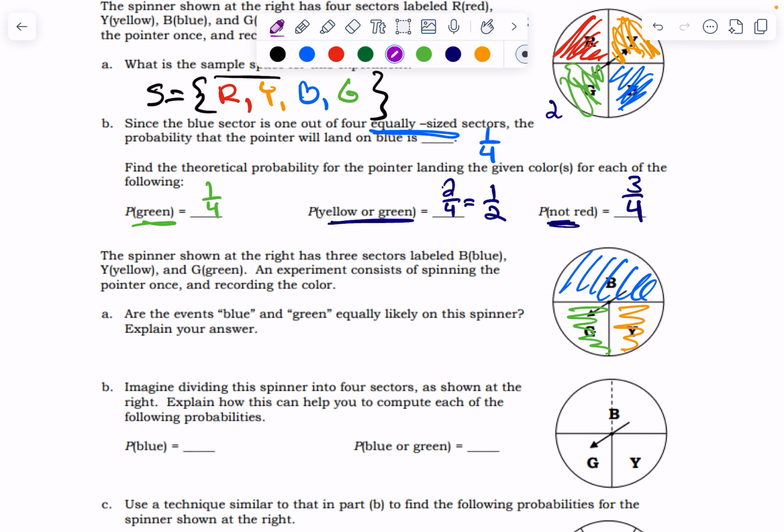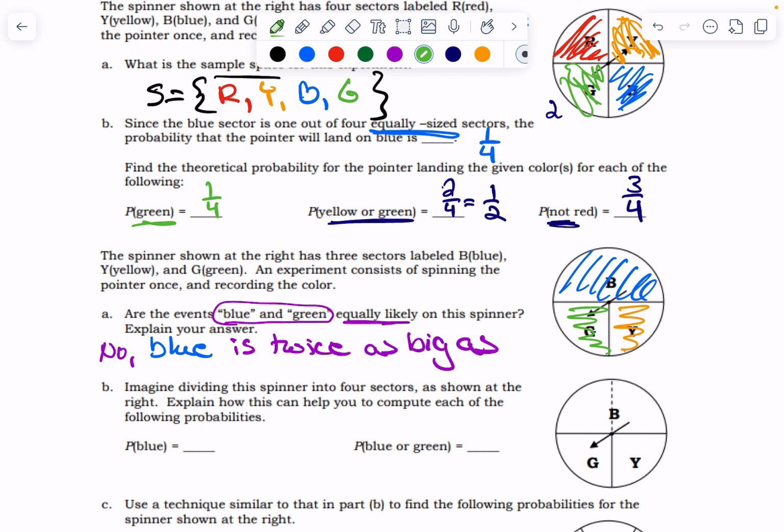So, are the events blue and green equally likely on the spinner? No, they are not. The blue is twice as big as the green sector. So that is not.